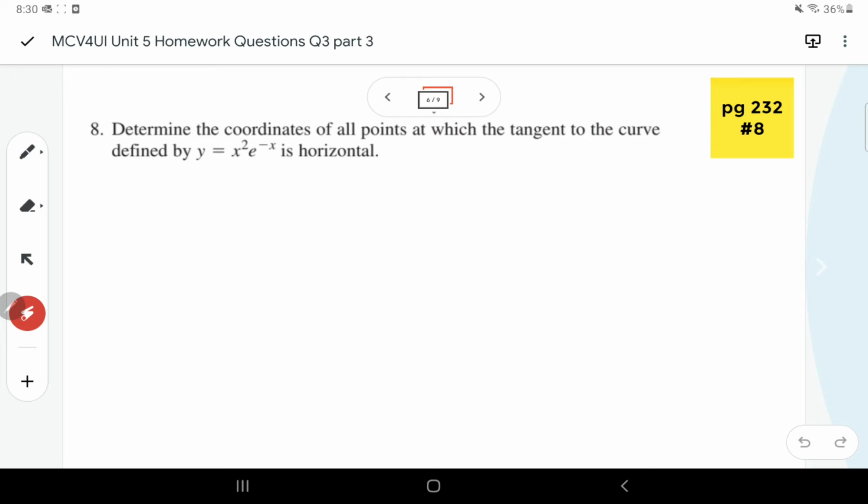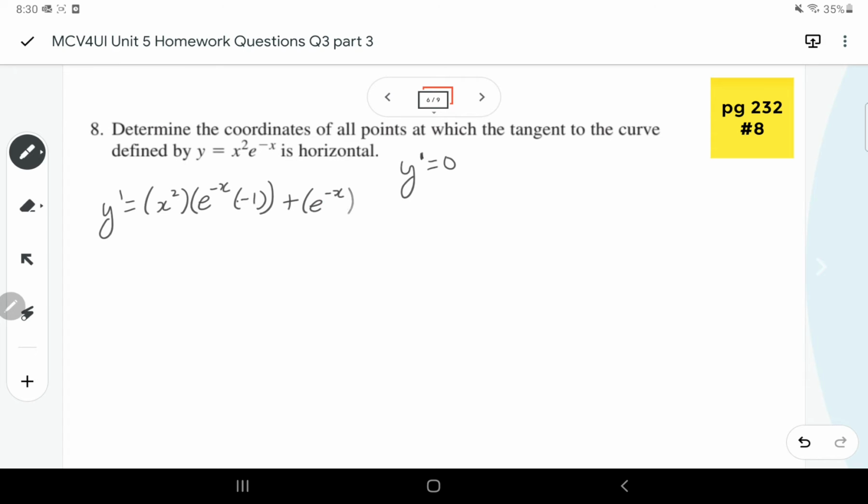Okay, determine all coordinates where the tangent to this curve is horizontal. So of course we know that that means that the derivative is 0. So I've got a product rule derivative to do here. So the derivative is the first, x squared, times the derivative of the second, which is e to the negative x, times the derivative of the exponent, which is negative 1, plus the second, e to the negative x, times the derivative of the first, which is 2x. And then clean this up and factor.